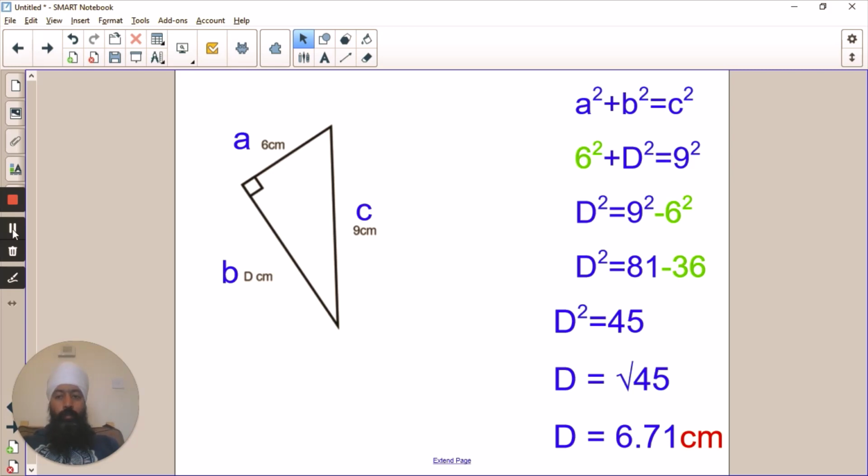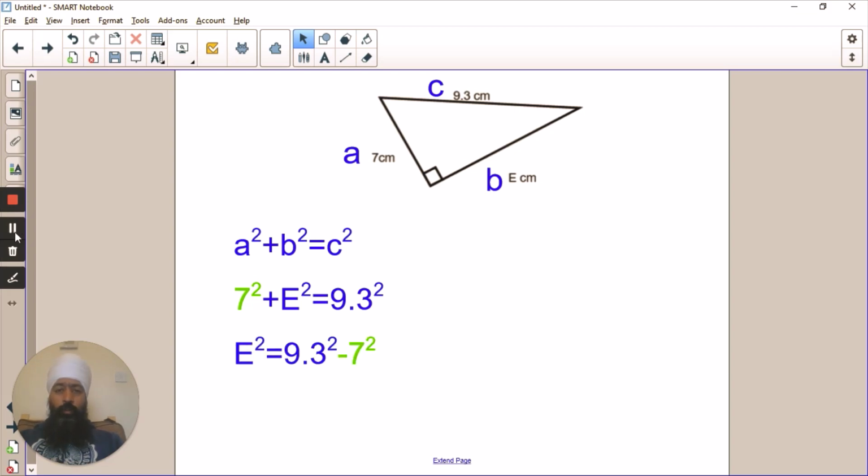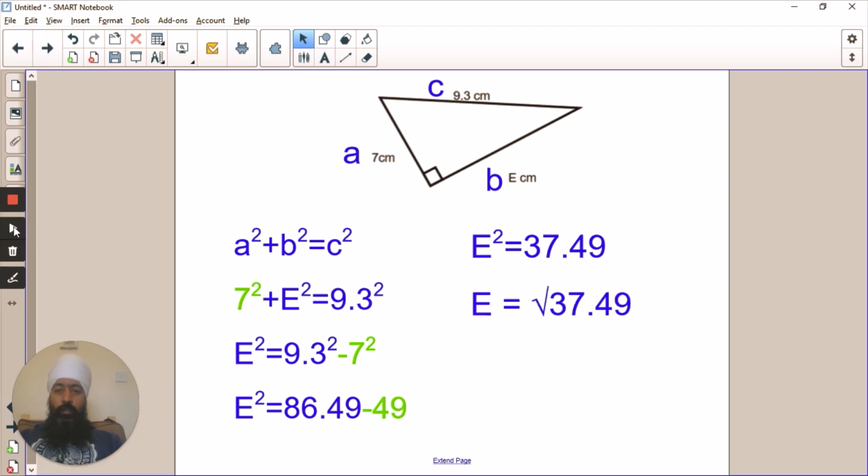Last question now. Okay, just as before, we start off by labeling the triangle. Substitute the values for A, B, and C into the formula. Rearrange the formula so that we have e squared by itself on one side. Calculate the values of the squares. Subtract those values. Square root it. And there you have your answer, 6.12 centimeters. Well done.